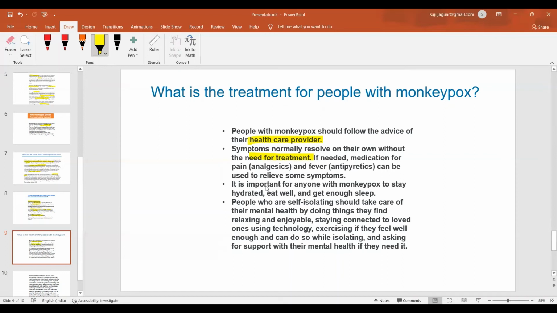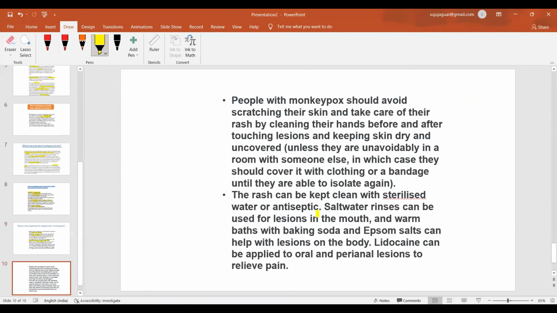It's important for anyone with monkeypox to stay hydrated, eat well, and get enough sleep. People who are self-isolating should take care of their mental health by doing things they find relaxing and enjoyable, staying connected to loved ones using technology, exercising if they feel well enough and can do so while isolating, and asking for support with their mental health if they need it.